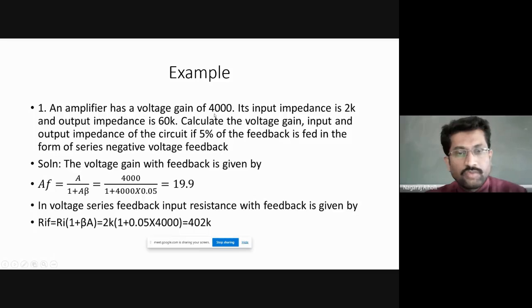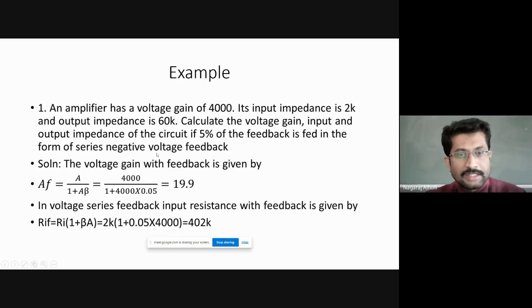An amplifier has a voltage gain of 4000. This is the voltage gain without feedback, because in the further sentences its input impedance is 2k, that is Ri is 2k without feedback, and output impedance is 60k, R not, the output impedance without feedback. We have to find the gain, input impedance, and output impedance of the circuit if 5% of the feedback is fed. That means beta is 5%, fed in the form of series negative voltage feedback.